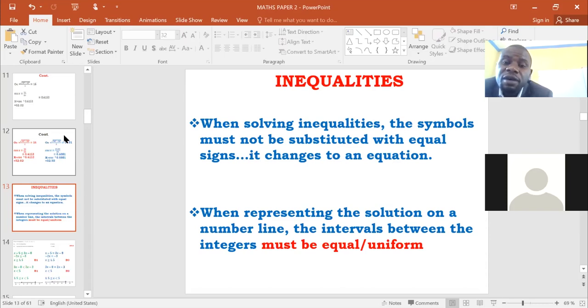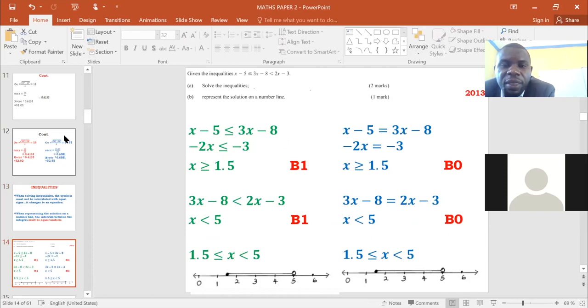Most of the inequality questions we award B1. In that particular case, you will be awarded B0, B0, B0, because you have changed the question from inequality to an equation. And then number 2, there are moments you are asked to represent your working of the answer on a number line. Most students do it very well. But when it comes to the intervals between, maybe you draw a number line. That is an example of a question that was, I think, 2013. So you are given the inequalities.